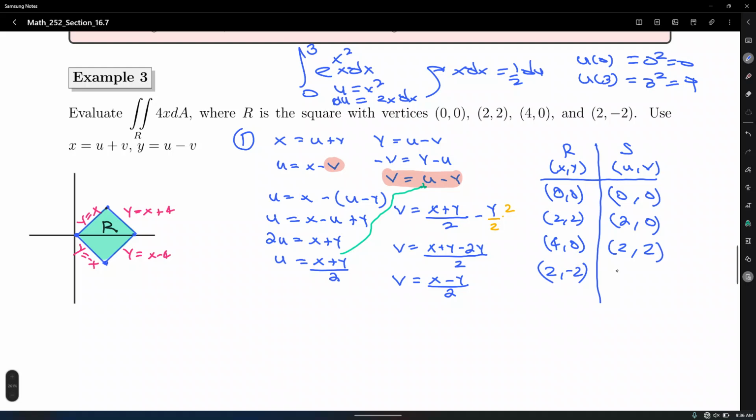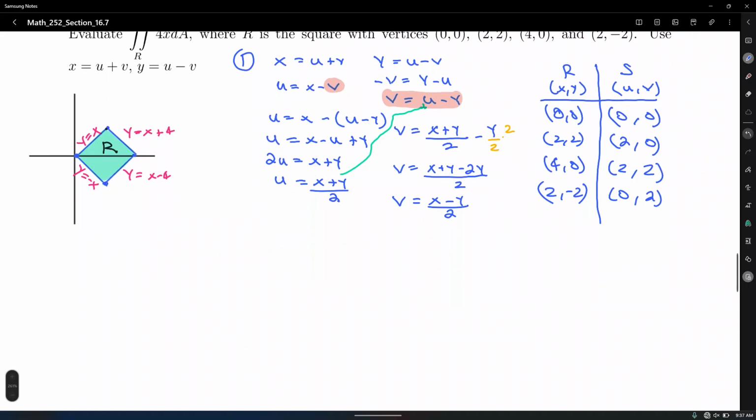2 plus negative 2, that's 0. And careful, 2 minus negative 2, that's 2 plus 2, which is 4. Divide that by 2, that's 2. Okay? So I'm going to use those 4 ordered pairs in the column of the world of S, to create a whole new world.